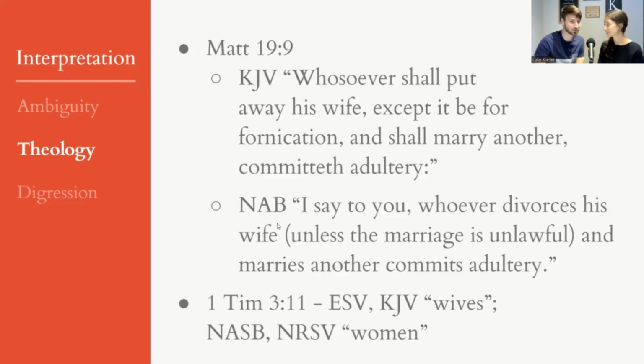The NAB, which is a Catholic translation. Catholics don't believe that you can be divorced. And so the way that they interpret this is, "I say to you, whoever divorces his wife, unless the marriage is unlawful." So they interpret this idea of sexual immorality, fornication, as the marriage itself was not lawful to stand. It's like if I got married to a dog, that's not lawful. Interesting. It was never a legit marriage to start.